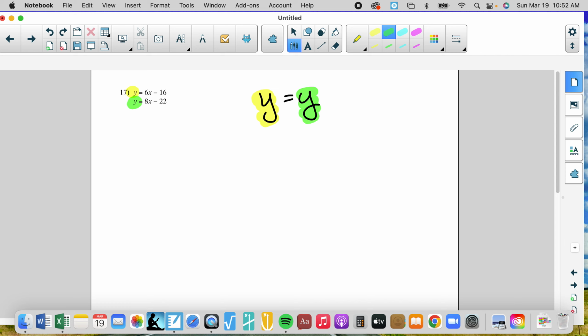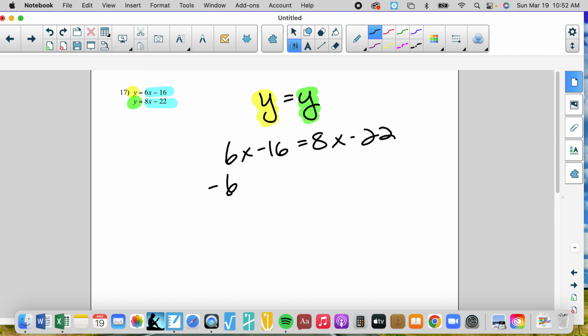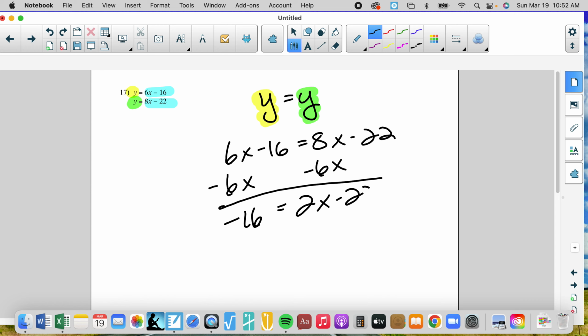So I'm going to take that, y equals 6x minus 16, and y also equals 8x minus 22. So I'm going to take that first one, 6x minus 16 equals the other one, 8x minus 22. Let's move the variables first. Negative 16 equals 2x minus 22, add 22. Move my constants to the other side. I get 6 equals 2x.